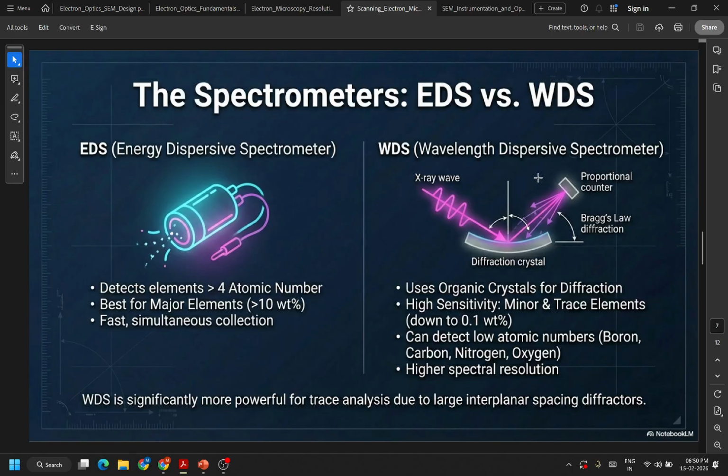Whereas in the wavelength dispersive spectrometer, an X-ray shines on a crystal and it creates diffraction according to Bragg's law. So it is very sensitive. It can detect minor as well as trace elements which are below 0.1 weight%, and it can also detect low atomic numbers like boron, carbon, nitrogen, oxygen, and it has a higher spectral resolution.